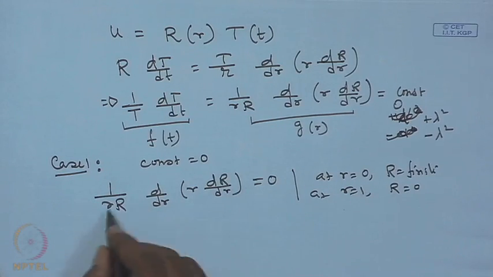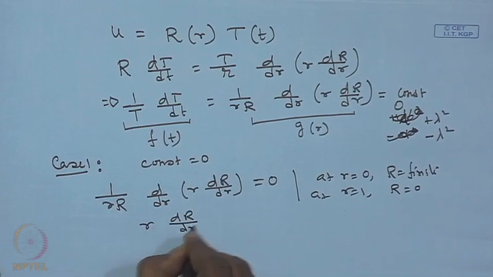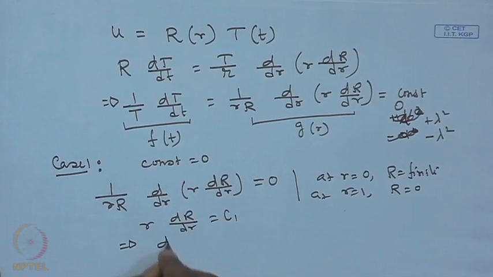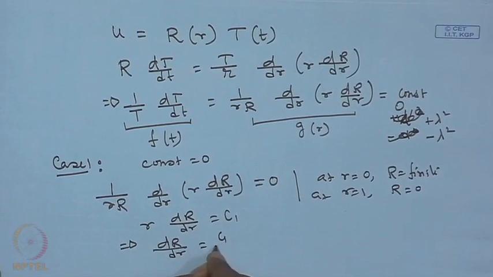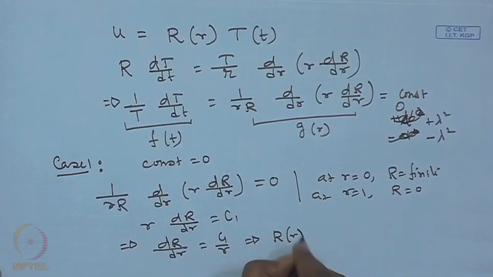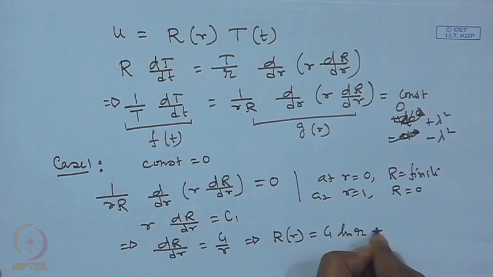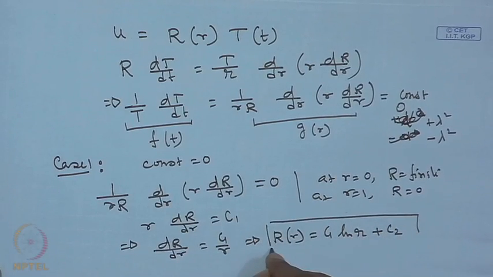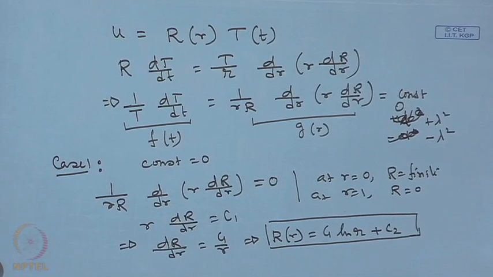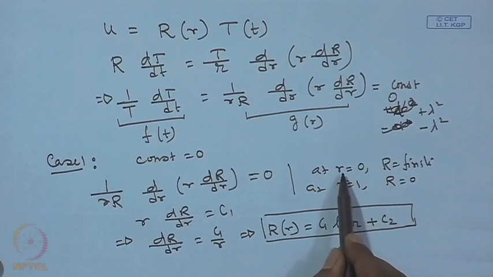So, what will be this equation? R will be cancelling out. So, one integration will give you r dR/dr is equal to C1. So, this becomes dR/dr is equal to C1 by r, and solution becomes C1 ln r plus C2. Where C1 and C2 are the corresponding constants of integration. Now, when you put at r is equal to 0, capital R is finite, then this term becomes a problem. So, this becomes infinite.